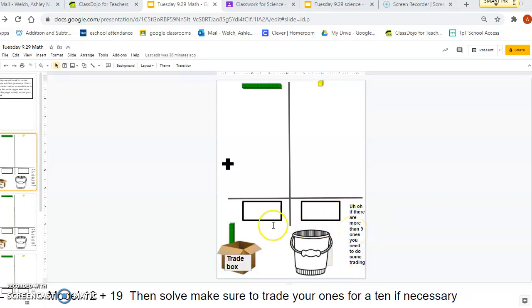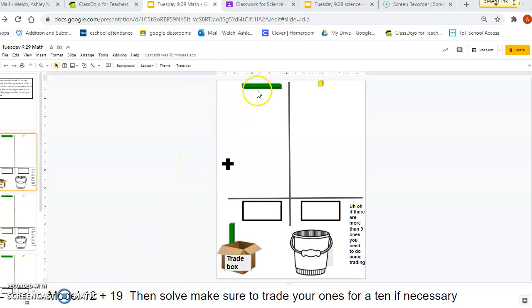So first things first, when it is your turn to do your work, you're going to need to read the directions at the bottom. It says model 12 plus 19. Then solve. Make sure to trade your ones for a 10 if necessary. Okay, so I know the first part is I need to model 12 plus 19.